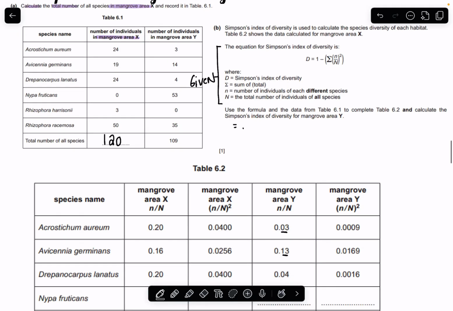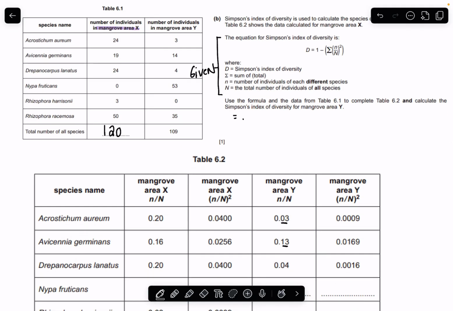Now you look at the second part of your question, and it says use the formula and the data table 6.1 to complete table 6.2 and calculate Simpson's index of diversity for mangrove area Y. So they're actually not even asking us for our calculated value. The reason why they do this is if you make a mistake when you're calculating your response, they want you to have the ability to earn full marks still.